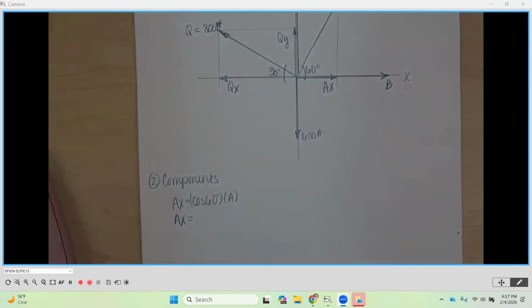It's funny how many times I do cosine of 60, cosine of 30. I should have those in my head, but I don't trust myself. So I always calculate them.